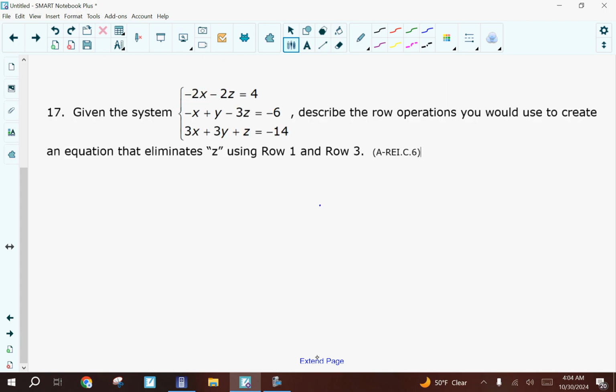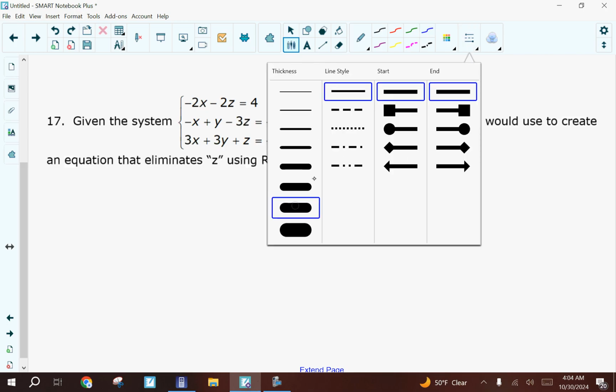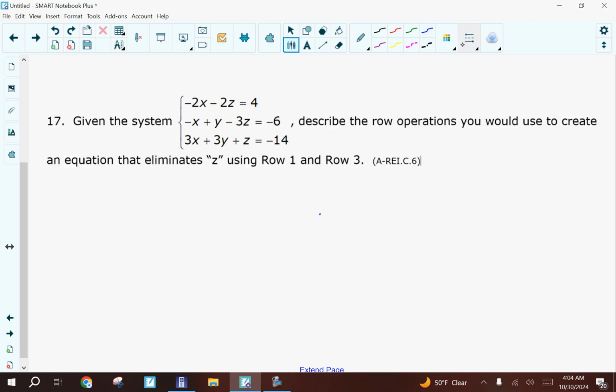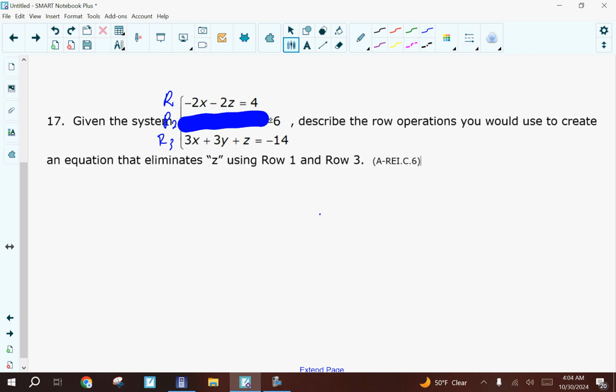Okay, number 17. Number 17, let's see, it's the same kind of question. And that question, let's see, it says eliminate z using row 1 and row 3. So let me label the rows again before I cancel stuff. So row 1, row 2, and row 3. They said nothing about row 2, so I'll get rid of this one. And they want us to cancel the z's, so I'll get rid of this x, and I'll get rid of this stuff. I'll get rid of all of this, and then I'll get rid of that.